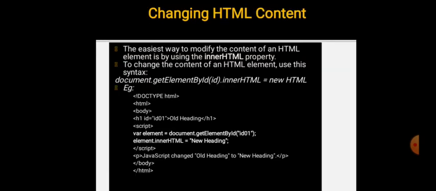The next thing is, if you want to change the HTML content, there is a property, that is innerHTML. We can change the innerHTML property for changing the content of a particular HTML tag or element. So the content can be changed by changing its innerHTML property. How can you change that? First you need to find that element, then you put the dot, then innerHTML equal to the new value. In this code you can see that var element equals document.getElementById, id01.